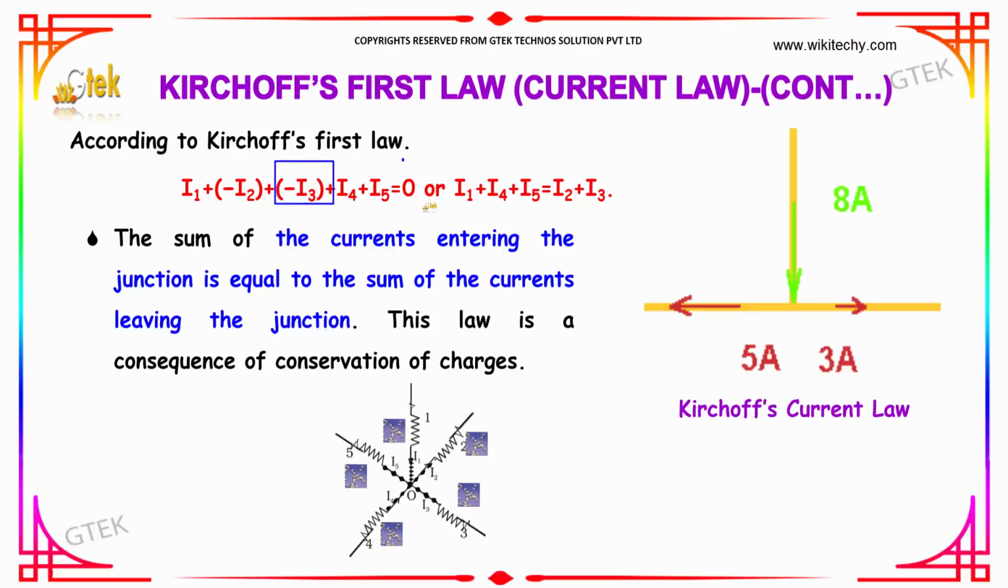So on applying Kirchhoff's first law, we will be getting I1 minus I2 minus I3 plus I4 plus I5 is equal to 0. So minus will become plus here. We'll be getting the equation I1 plus I4 plus I5 is equal to I2 plus I3. So Kirchhoff's first law can be redefined as the sum of the current passing towards the junction is equal to the sum of the current which is passing away from the junction. This law is a consequence of conservation of charges.